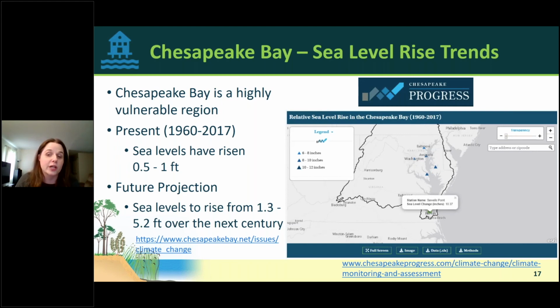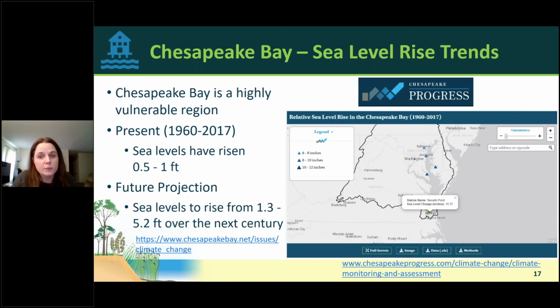There's also risk to our natural habitats, with wetlands and marshes that our diverse species in the Chesapeake Bay, with birds and fish, rely on. So we are definitely focused on figuring out how we build resilience around this issue and how we adapt to it if needed. With present day conditions, we have seen sea levels rise around half a foot to 1 foot. And for future projections, sea levels can rise anywhere from 1.3 to 5.1 feet over the next century.